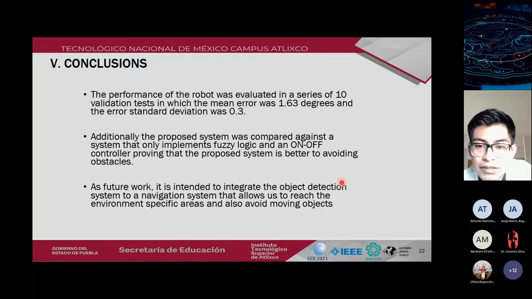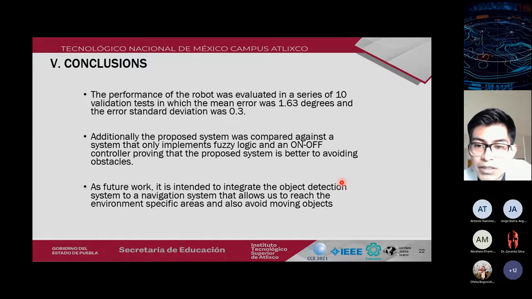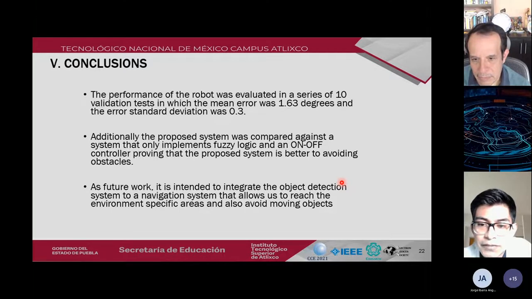As future work, it is intended to integrate the object detection system into a navigation system that allows us to reach specific areas of the environment and also avoid moving objects.